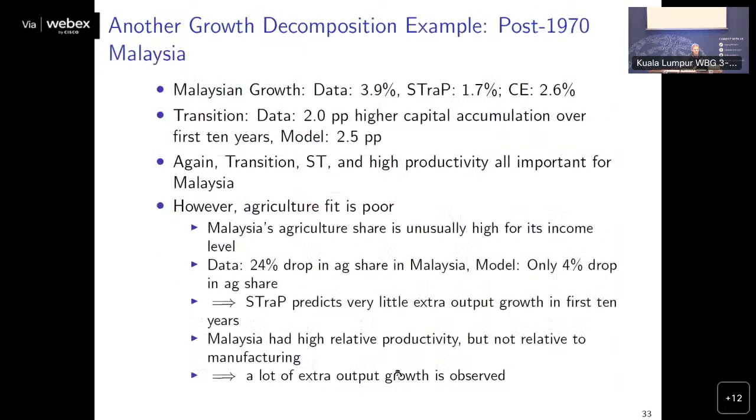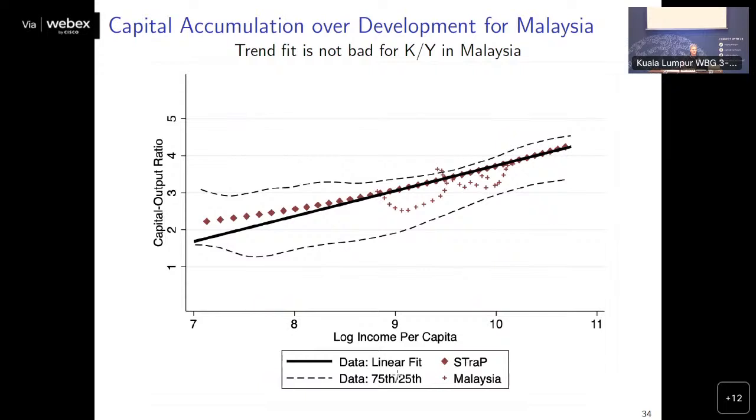Let me show you the figures. The model doesn't do too bad for hitting the K over Y in Malaysia. It starts here and ends here, so it's roughly starting and ending. You look at the long run trend, it's not so crazy. A lot of movement, of course, fluctuations. Partly that's got to have the financial crisis in it and other things. So that's not too bad.